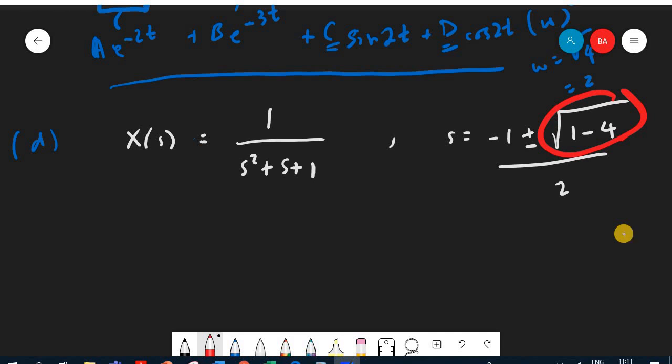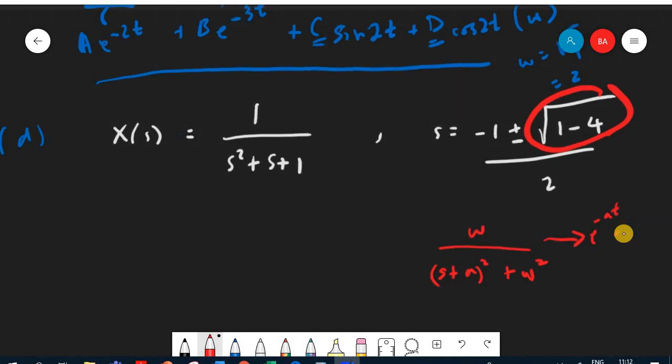So if I can remember, if I have anything that looks like that, I need to get a shape that looks like that. Since I have only a 1 without an s at the top, I'm going to have a shape that looks like omega over s plus a, squared, plus omega squared. And the answer of that is e to the power minus at, into sine omega t. So I'm trying to get the omega value and the a value, which are here, right?